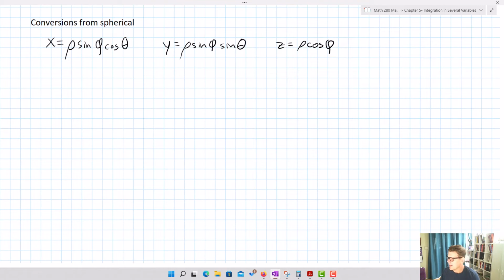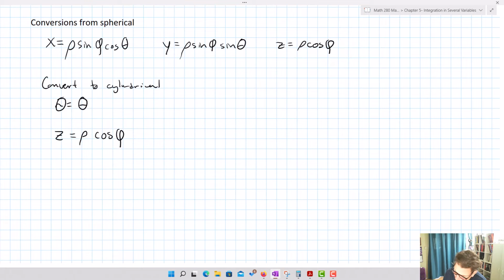Now, if we think through the relationship between the rectangular coordinate system and our spherical coordinate system, or excuse me, it's cylindrical, converting to cylindrical, what we get is that theta equals theta. So theta is going to equal exactly the same. If you remember, z is just going to end up equaling rho cosine phi. And then r is going to equal rho sine phi.